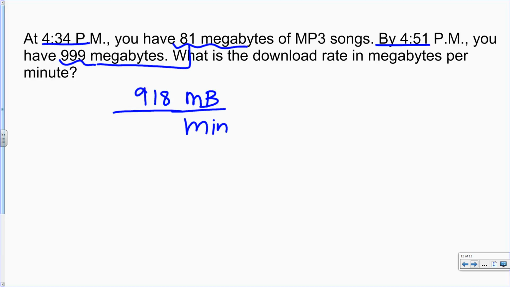So you go from 34 to 44, that's 10 minutes. And then you've got 45, 46, 47, 48, 49, 50, 51. So that's 7 more minutes. So you've got 17 minutes you were downloading things. So that's the problem you want to work out. You go ahead and divide those, and you're getting 54 megabytes per minute is your download speed.